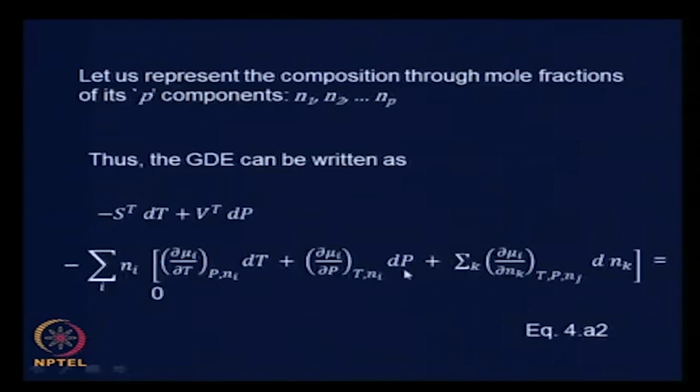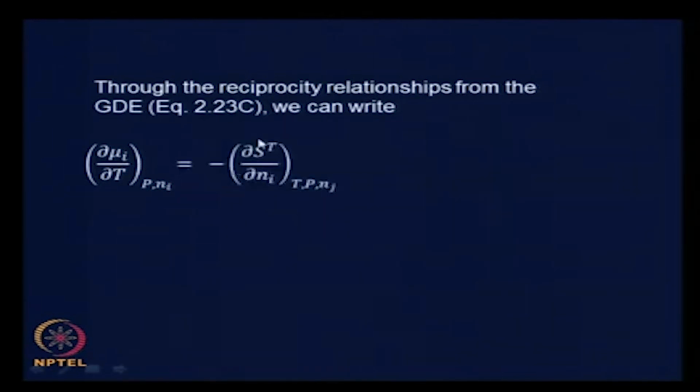And try to figure this out from this equation here, or even the previous one, the compact GDE. Dou mu_i dou T at constant P and N_i equals minus dou S_t dou n_i at constant T, P and n_j, which is nothing but minus the partial molar entropy S_i bar.